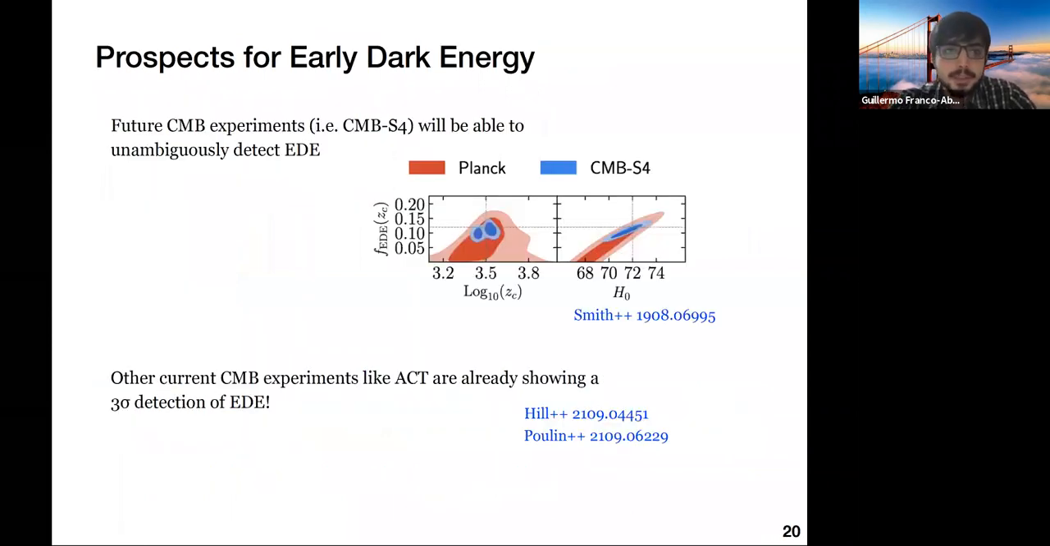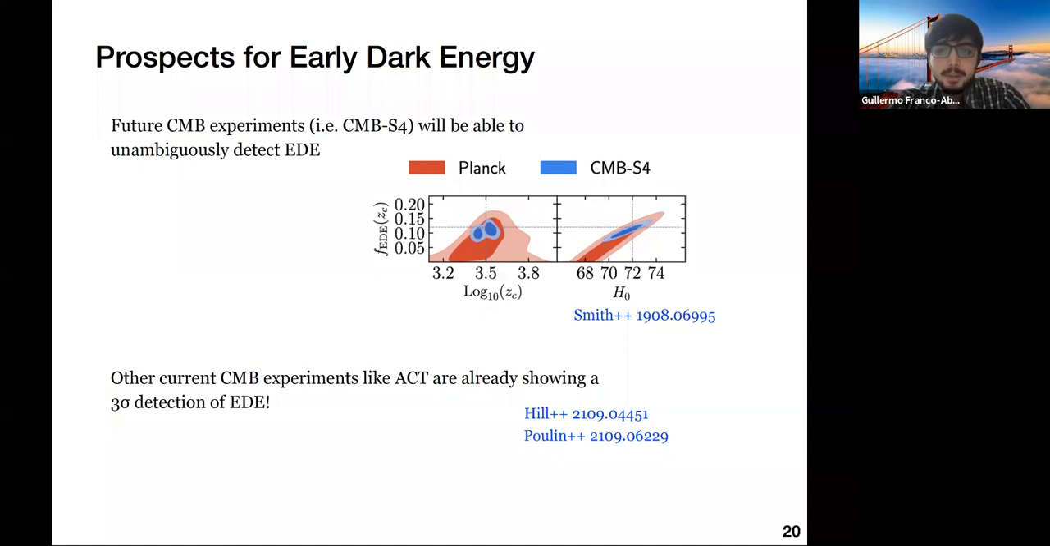Regarding the prospects of this model, it has been shown that future CMB experiments, such as CMB-S4, will be able to unambiguously detect early dark energy. This can be seen in this plot, which shows the result of a forecast analysis on early dark energy using mock data from CMB Stage 4. Another interesting thing is that other current CMB experiments, such as ACT, are already showing a detection of early dark energy at almost 3 sigma. This was shown in a paper that appeared last month.